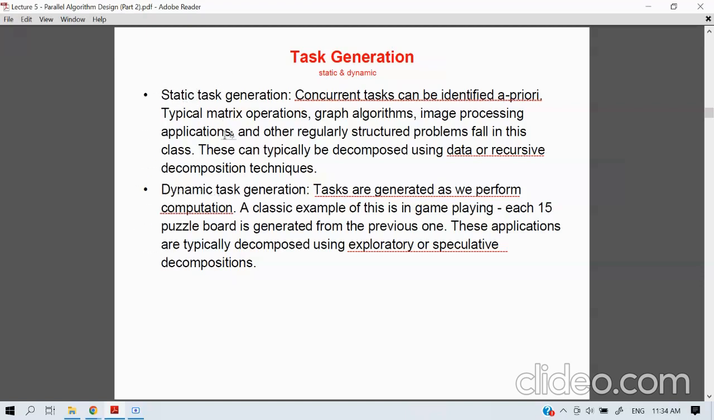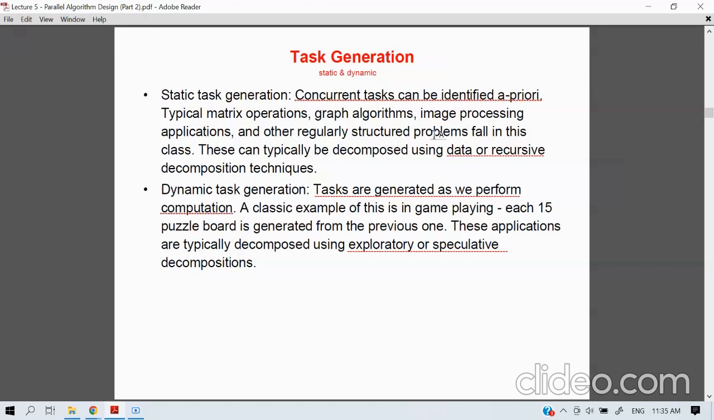What is meant by static? The concurrent tasks can be identified a priori. We can identify them earlier, before we do the concurrent or parallel process. What are the examples? Matrix operations, graph algorithms, image processing, and other regularly structured problems. In a structured problem, we know what happens from A to Z, from the beginning until the last process. Until we get the result, we know exactly what processes we need to execute.